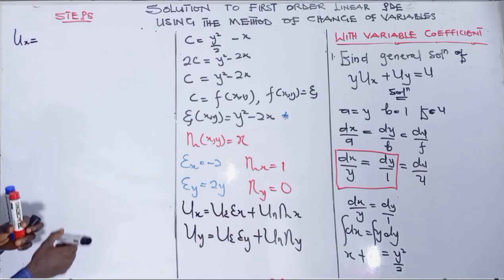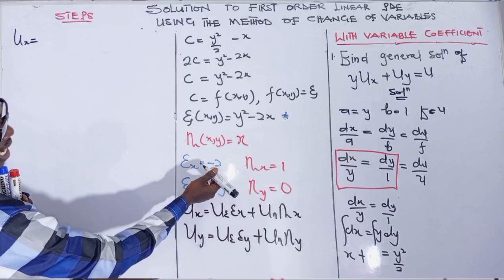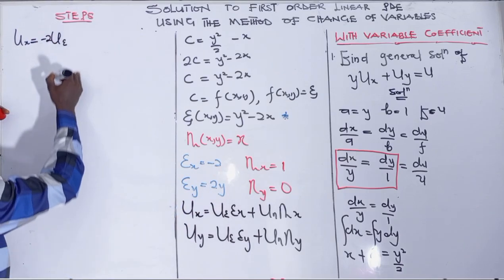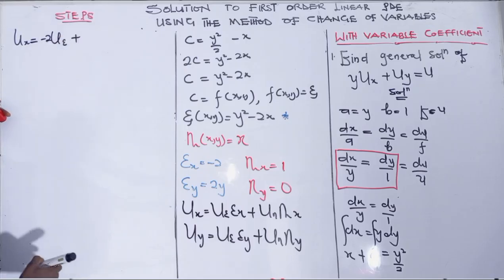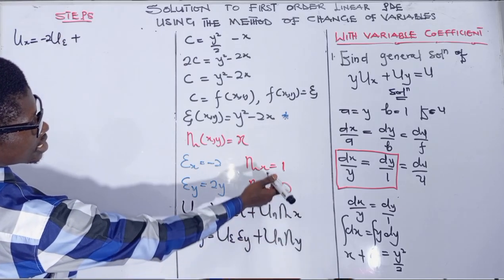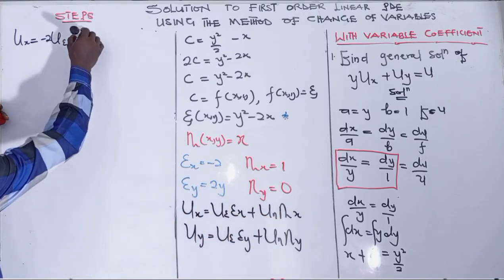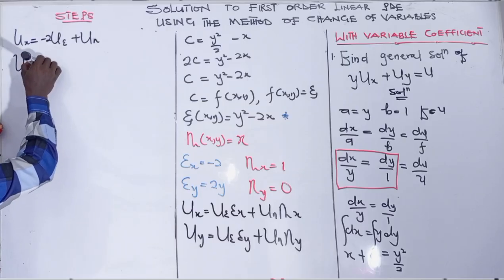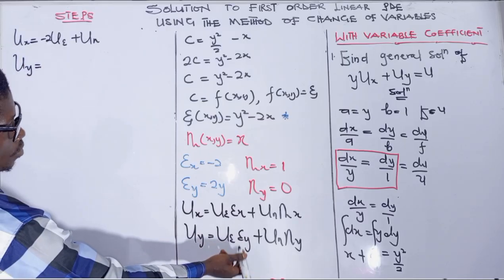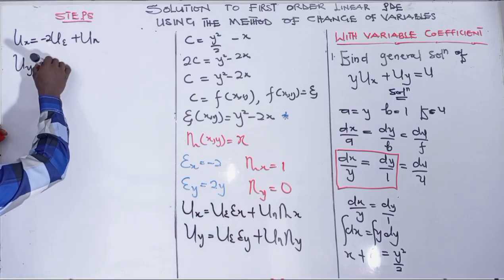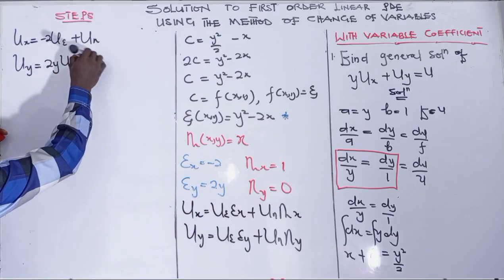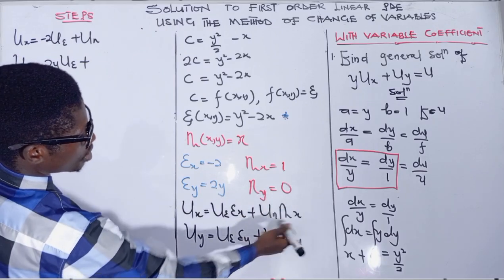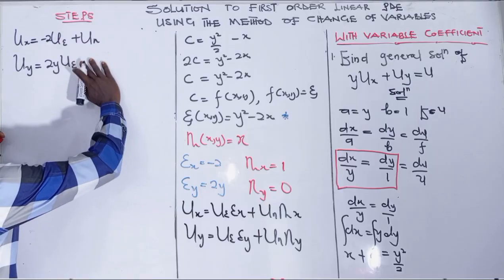So we have our ux is equal to the xi x. So this is the xi x. We are going to have minus 2 u xi, and then we have plus eta x. This is eta x. When we substitute, we are going to get u eta. So we are done with ux, then we find uy. So uy too, we have u xi y. So this is xi y. We are going to have 2y u xi plus u eta y. So this is eta y. That is 0. 0 times the whole of this will give us 0. So you only have this.